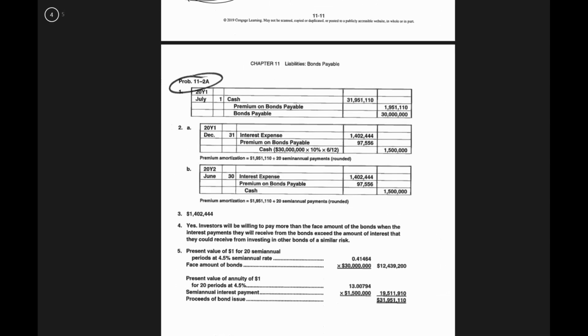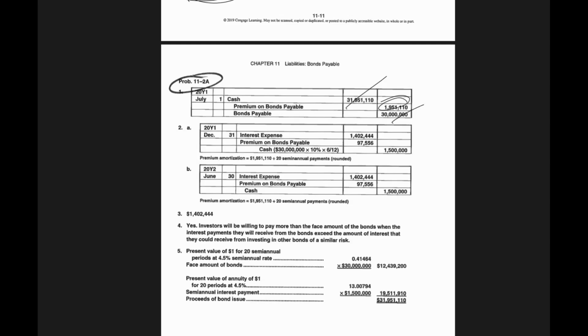Okay, problem 2A is where the company sells equipment on July 1st. They issued a $30 million 10-year, 10% bond when the market is paying 9. Well, if we are paying 1% more, it's going to be a premium. As such, you see, this is why we received $31 million. The bonds are going to be credited at the face amount. The difference goes to premium.